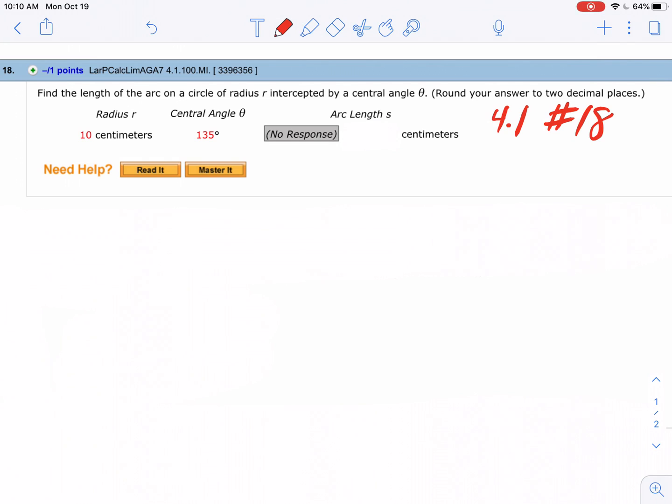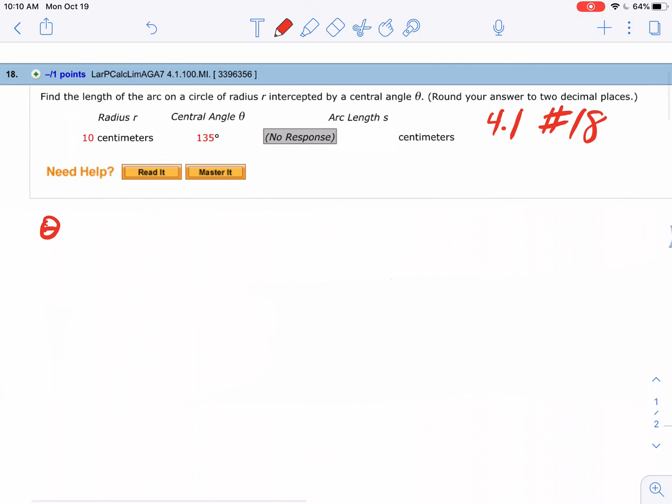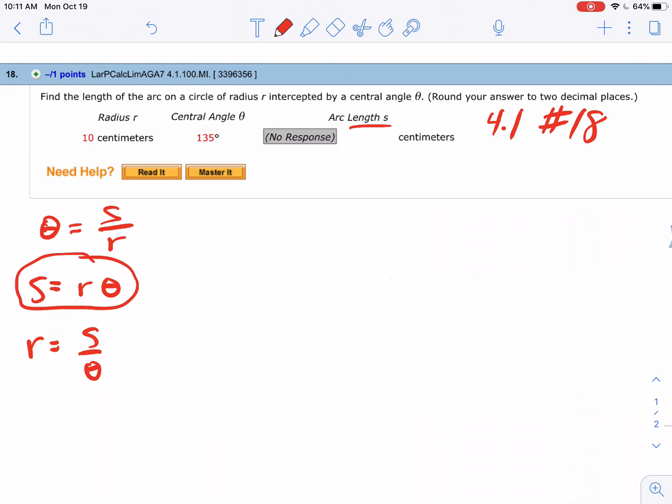4.1 number 18 is dealing with the arc length, central angle, radius formula. And so in my head, I always have this formula memorized, in which case you could multiply by R and S equals R times theta, and you could divide by theta, which would leave R by itself. And so technically there are three different formulas, but in this particular problem we're trying to find the arc length, so let's use this formula.